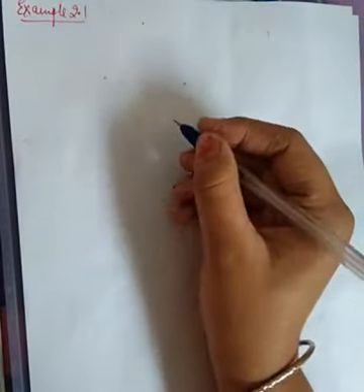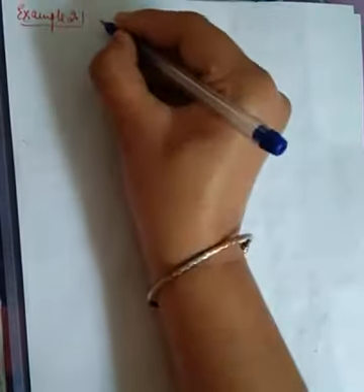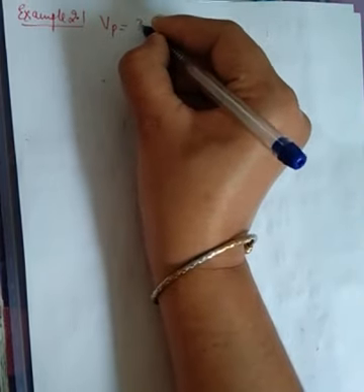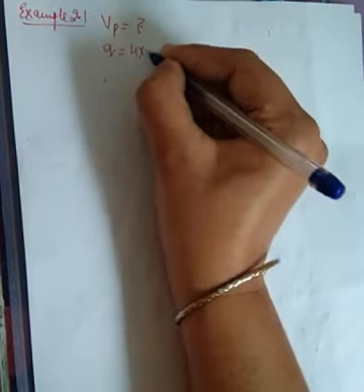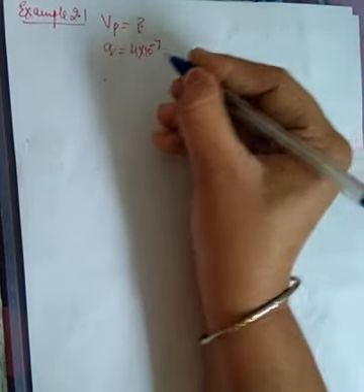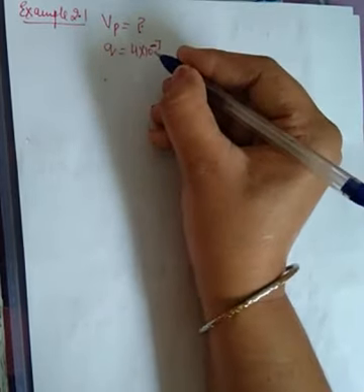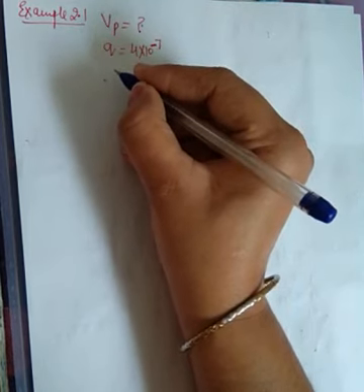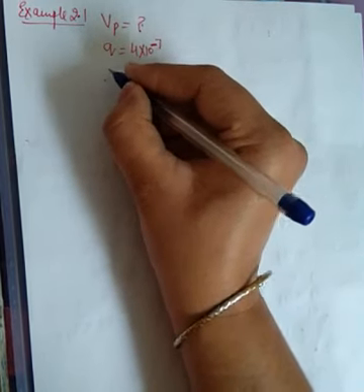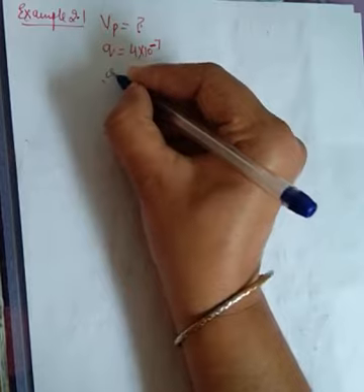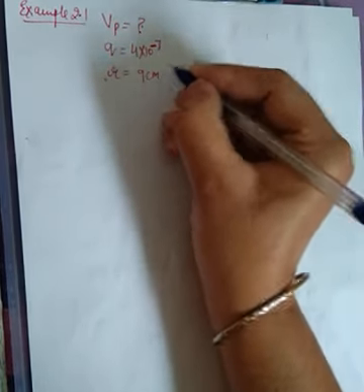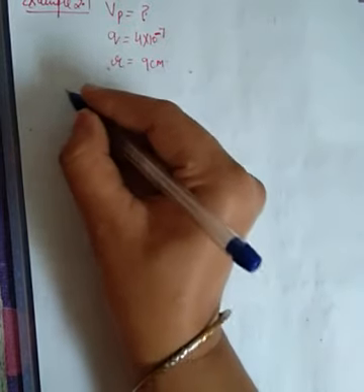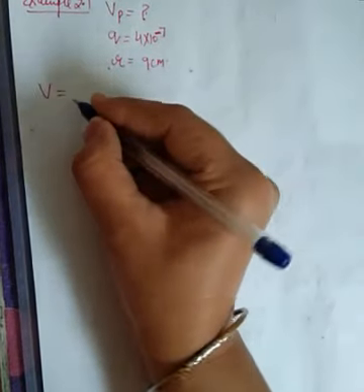As per the statement, we have to calculate potential at point P due to a charge that is 4 into 10 raised to power minus 7, because potential is position dependent. So the position is 9 centimeter away. Okay students, so what is the formula to calculate potential?